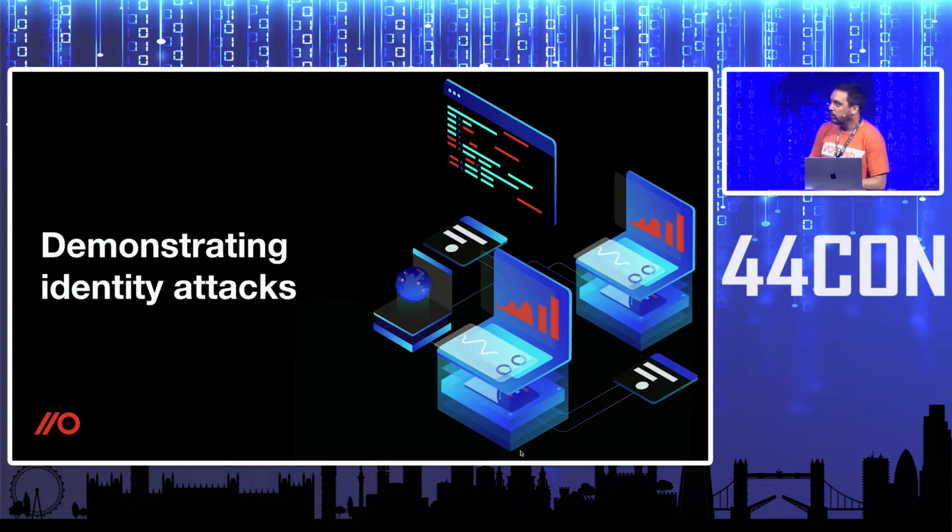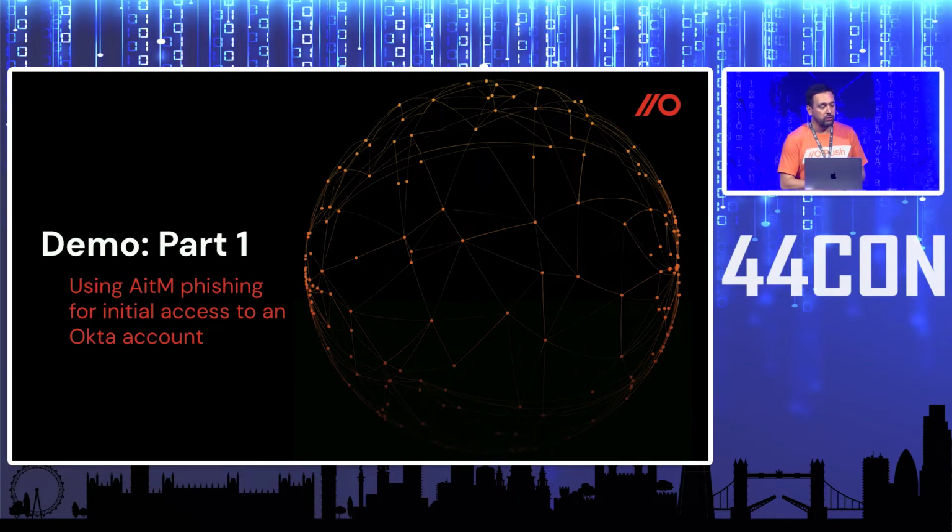So I'm going to skip ahead now and show a few different identity attacks chained together. First of all, I'm going to use an example of attacker in the middle style phishing for initial access to an Okta account. Then I'm going to look at what persistence and lateral movement can look like in the identity space as well, because that's very different to traditional endpoint compromise.